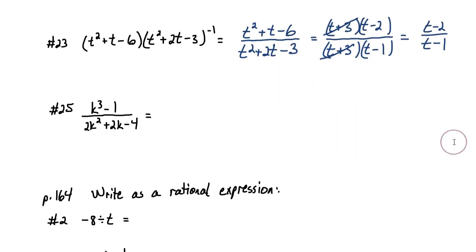Number 25, we already have it set up as a fraction. We just want to know, can this be reduced at all? Let's put this in factored form. The numerator is a difference of cubes. We know a way to factor that.